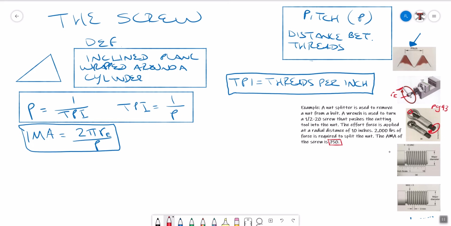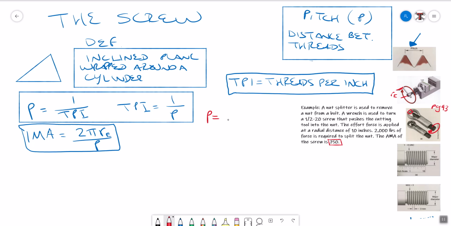I'm basically going with the problem that is on page 93, but I'm going to take it step by step with you guys. So the first part of the question is, what is the pitch of this screw thread? Well, I already have my equations here.